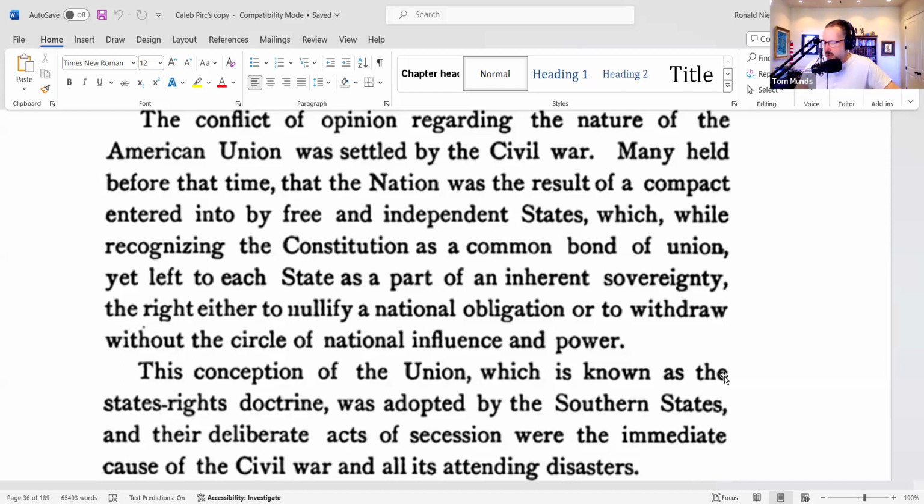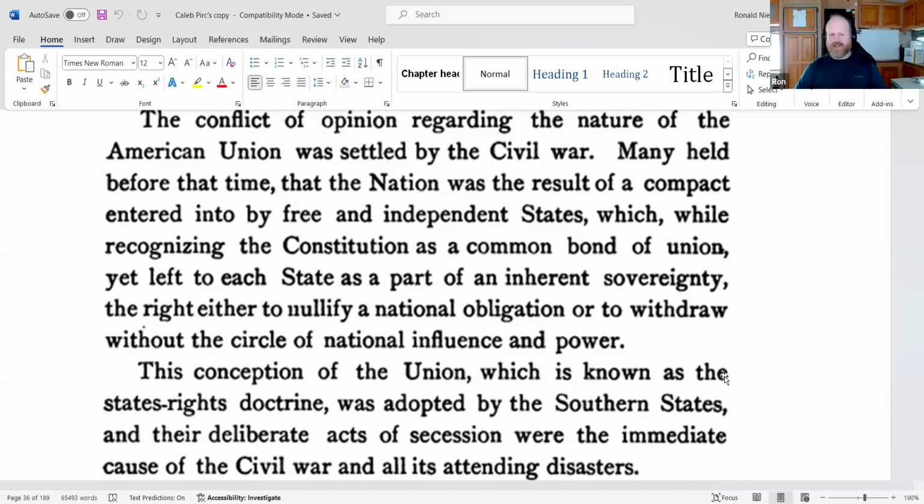Yes. The compact was the League of Friendship between the states. That was a confederacy. That was the compact. That was the agreement. That confederacy created the Articles of Confederate Government and the Constitution. Okay. That's good to know. So let's read this again.